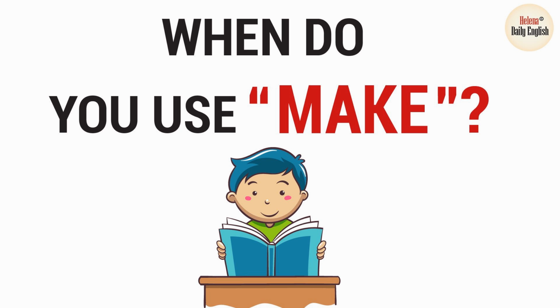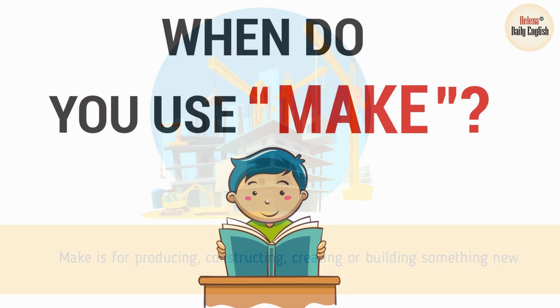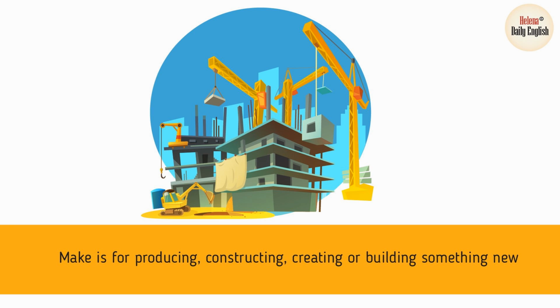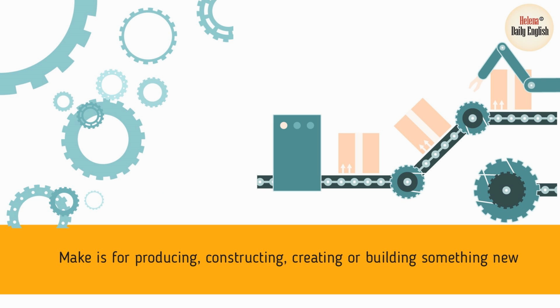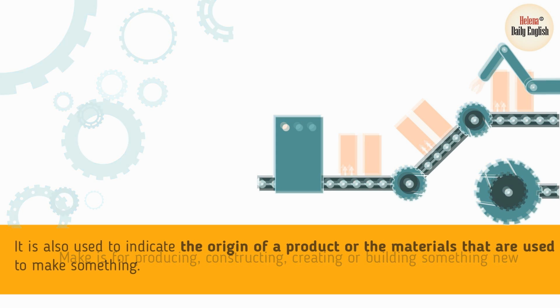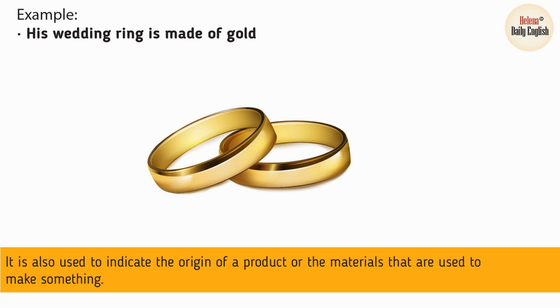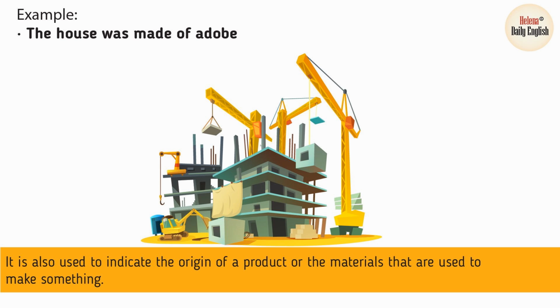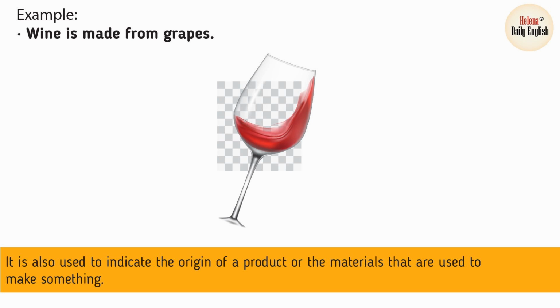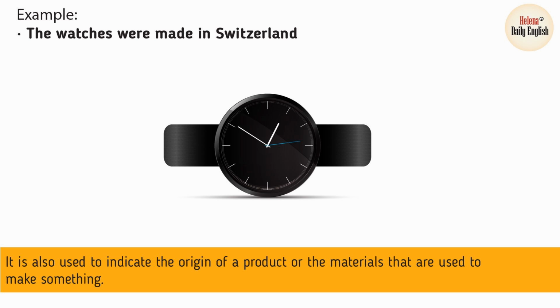When do you use make? Make is for producing, constructing, creating, or building something new. It is also used to indicate the origin of a product or the materials that are used to make something. Example, his wedding ring is made of gold. The house was made of adobe. Wine is made from grapes. These watches are made in Switzerland.